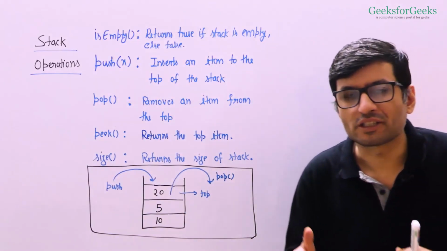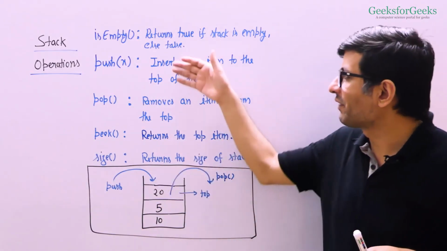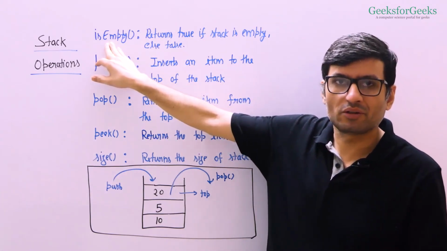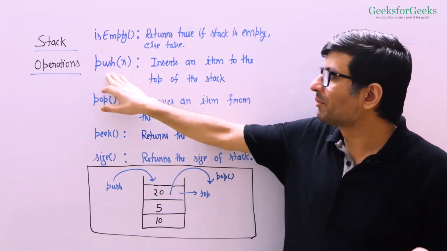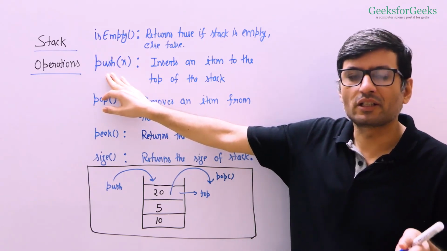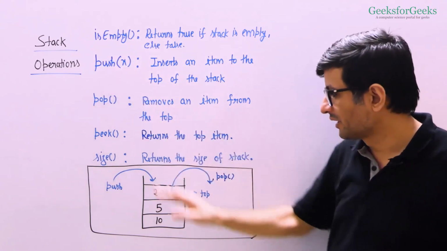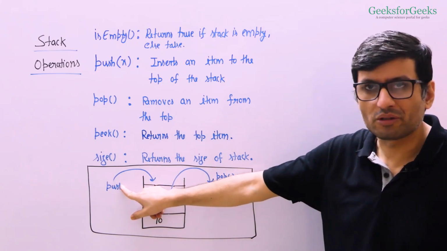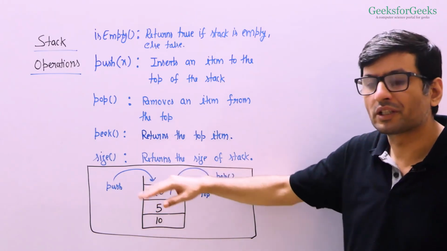Let us now see stack operations. Here are the main 5 operations. IsEmpty operation tells you whether the stack is empty or not. It returns a boolean value. Push function, as we've discussed earlier, adds an item to the stack. So if you have this stack and if you try to call push with 30, it's going to be inserted on top of 20.